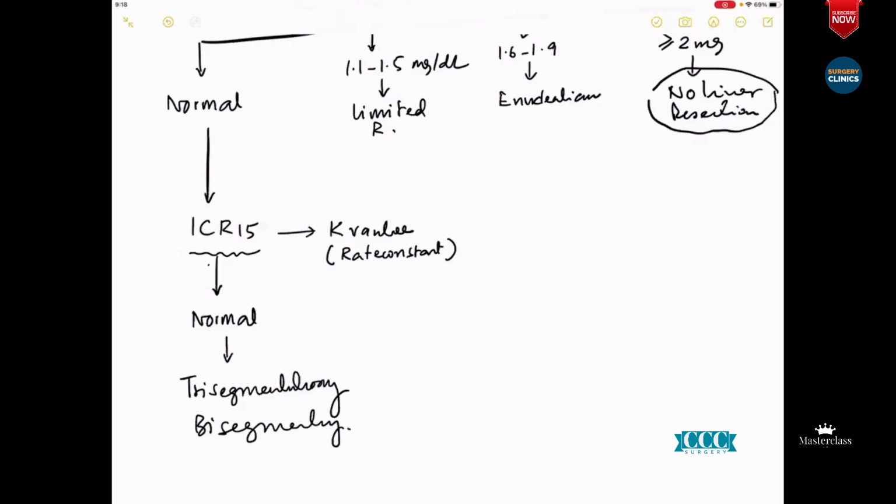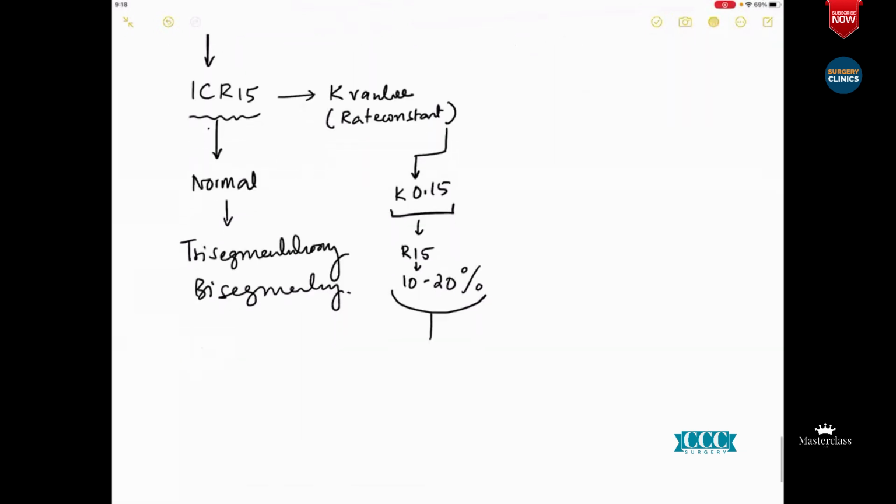And if the K value is 0.15, then it corresponds to an R15 value between 10 to 20%. The Makuuchi criteria say that you are still safe to do a left lobectomy or a right monosegmentectomy.